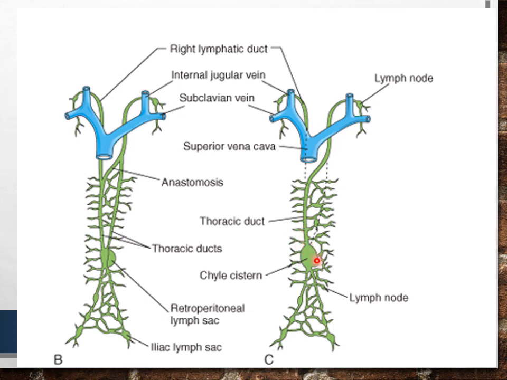This is the cisterna chyli which is going to be present, and the retroperitoneal sacs which are present in the mesentery are draining the lymph from the intestinal loops, and the iliac lymph sacs are draining the lower extremities. So that's how the lymphatic channels are developing. You understand, very important, you must remember the thoracic duct.